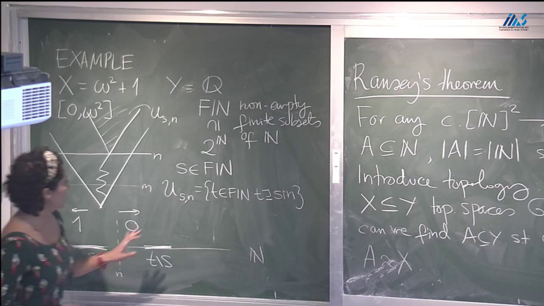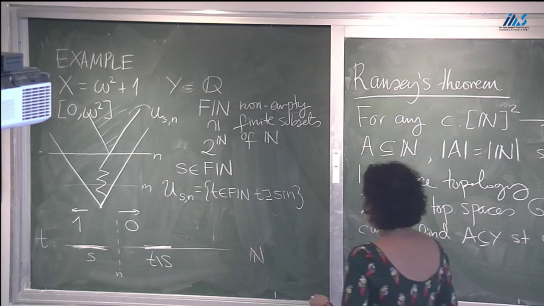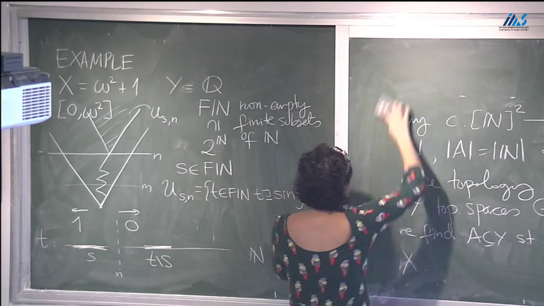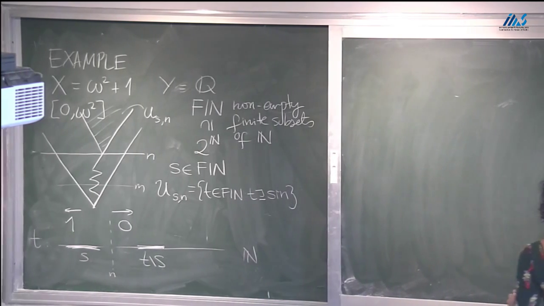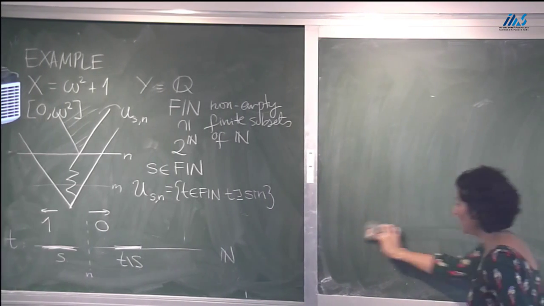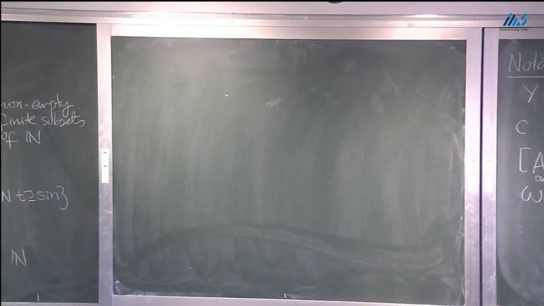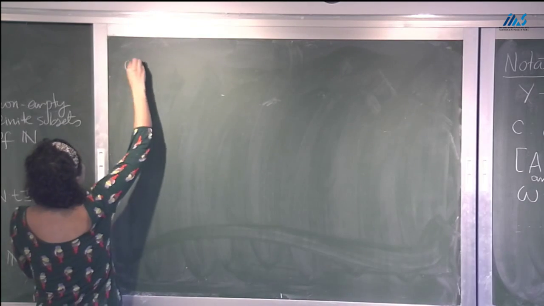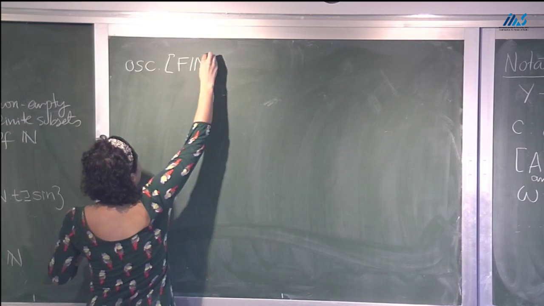Okay, so this is how we want to think about the rationals. And I promised you I was going to give you an interesting coloring. But first I have to define the oscillation map. So what is the oscillation map? The oscillation map is defined on pairs of finite sets.